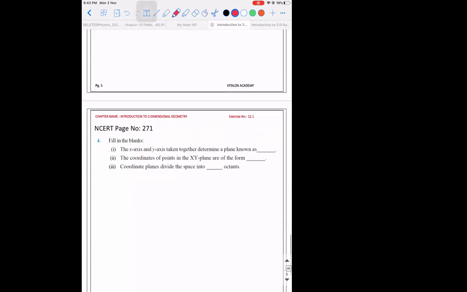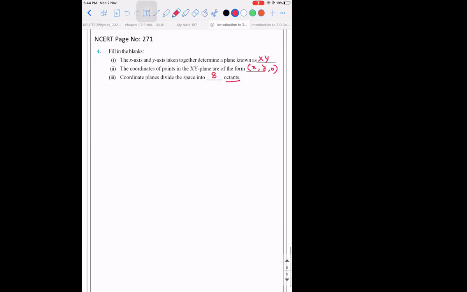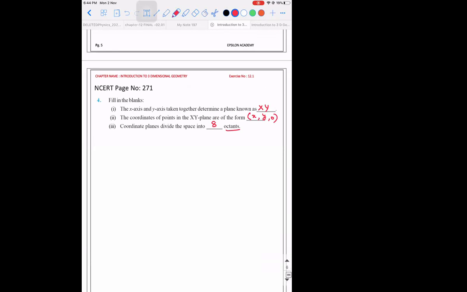Okay. So fill in the blanks. The x-axis and y-axis taken together determine a plane known as, you guys tell me. What is the name of that plane? XY plane. So the coordinates of the point in the XY plane are of the form x, y, 0. Coordinate planes divide the space into 8 octants. Yes. Is it easy?